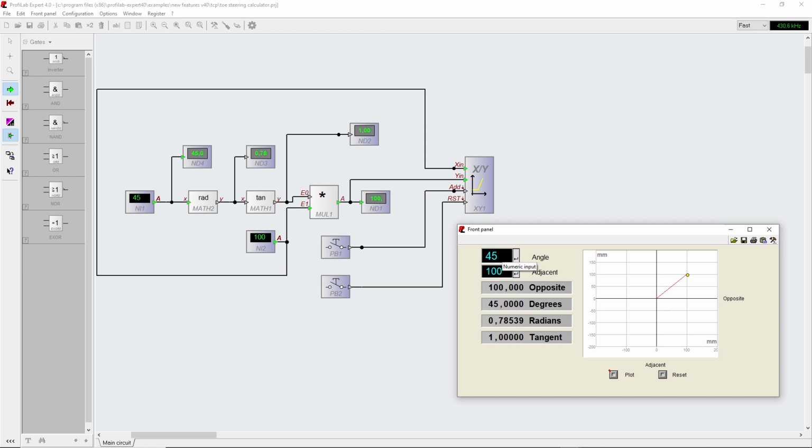So let's change that. Let's enter a value of 22.5 degrees. See where our yellow dot has moved to, and see how our opposite height has now changed. So when I plot that, that's what our triangle effectively looks like now, because we have 22.5 degrees.